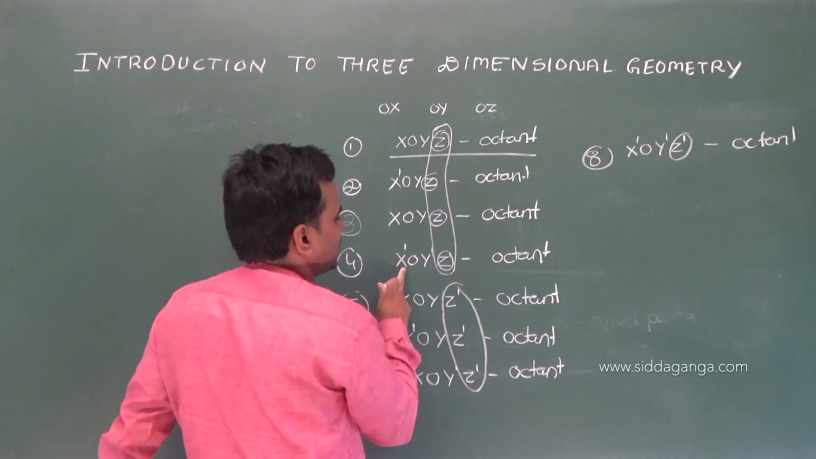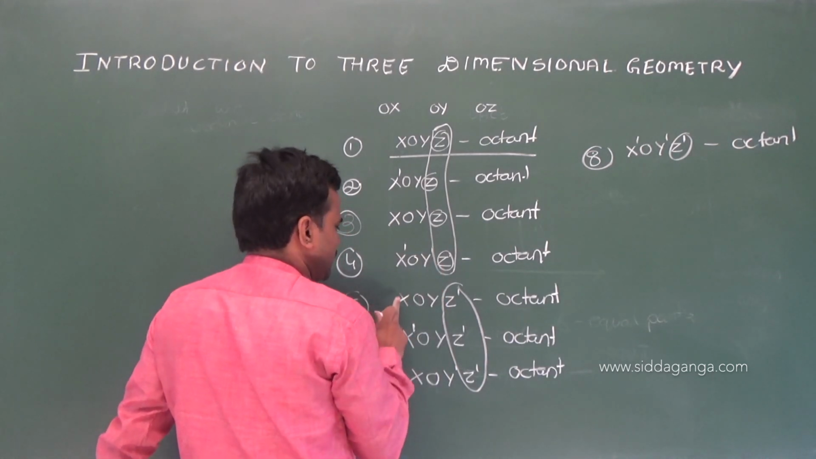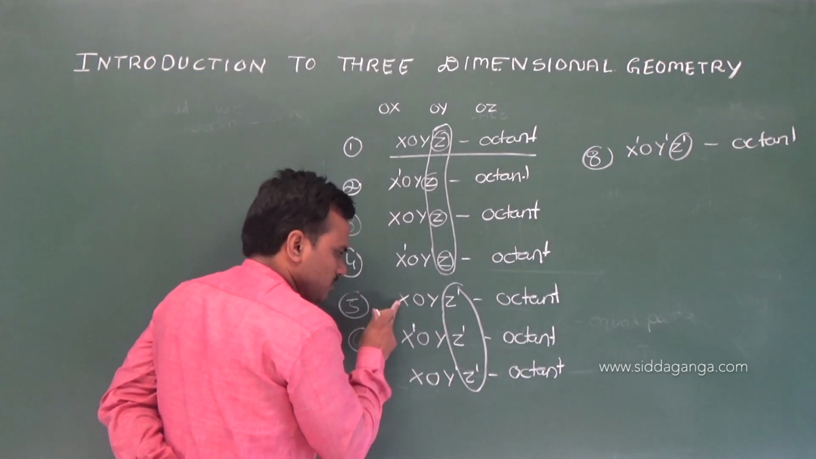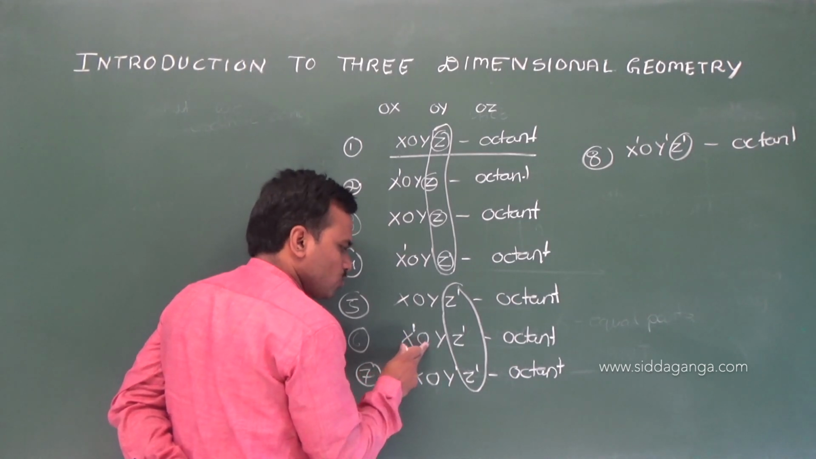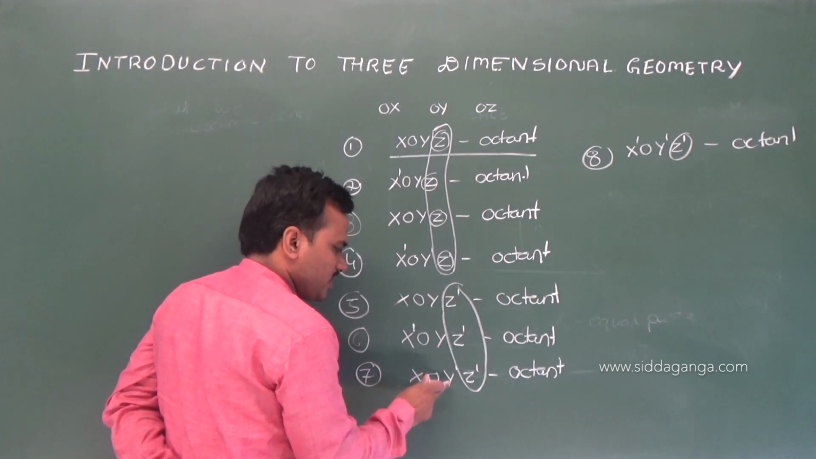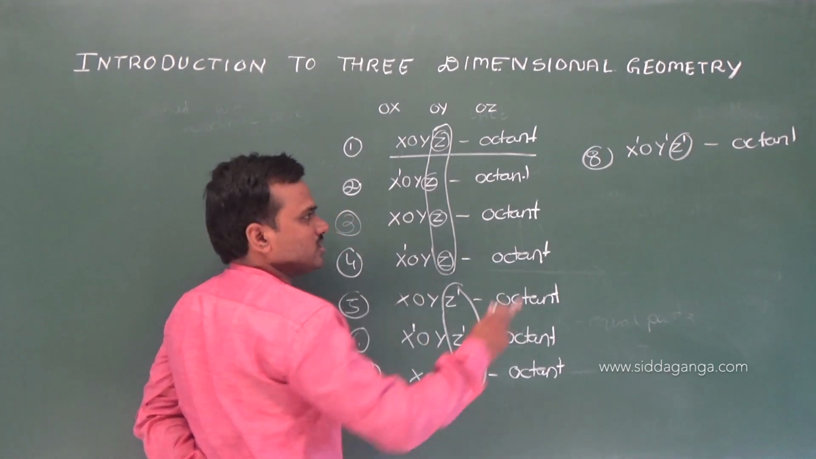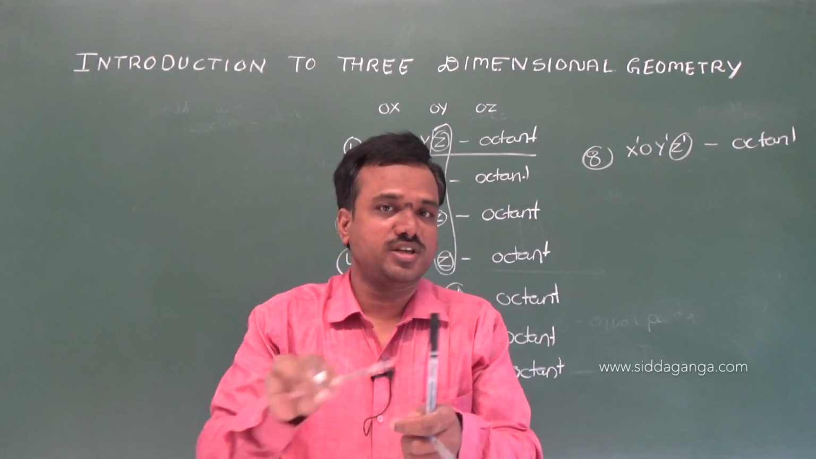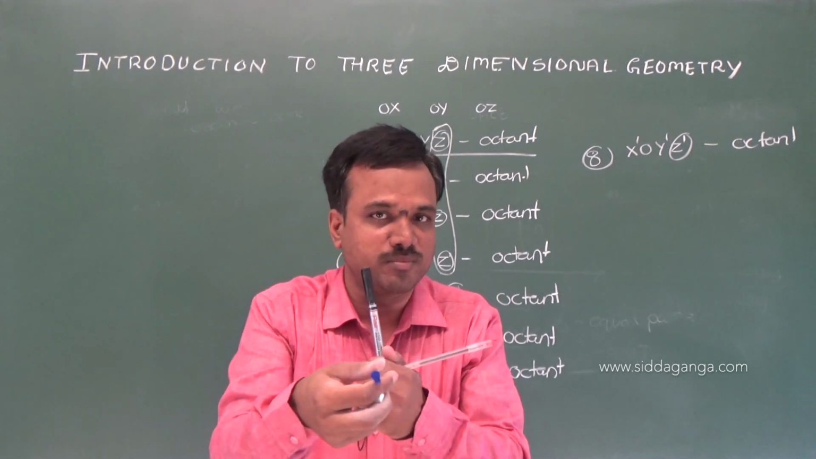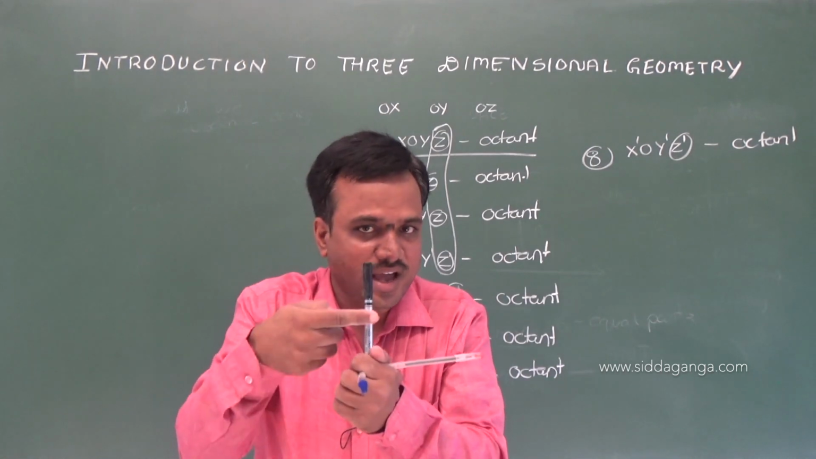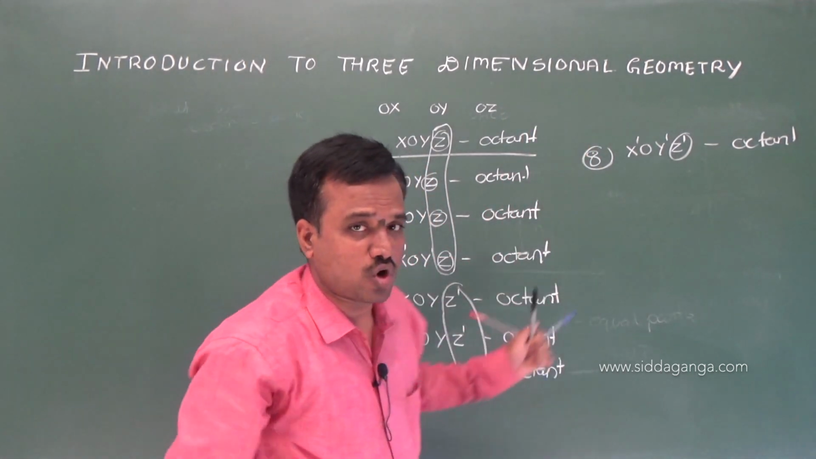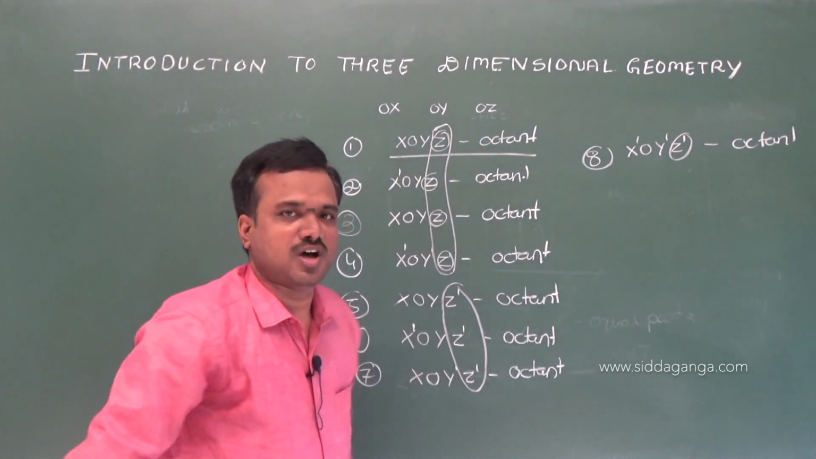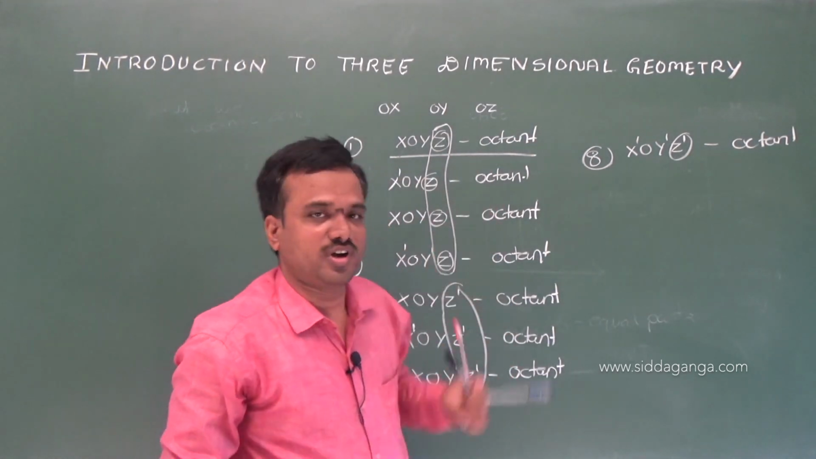The first of these is the X, O, Y, Z dash octant. Here, observe, X is positive, Y is positive, Z is negative. Then X positive we shifted to negative X: X dash, O, Y, Z dash octant. Next we shifted negative Y: X, O, Y dash, Z dash octant. So all are negatives. Now the coordinate planes: what are those? XY plane, YZ plane, XZ plane divide the space into how many parts? 8 equal parts. Each part we call an octant.